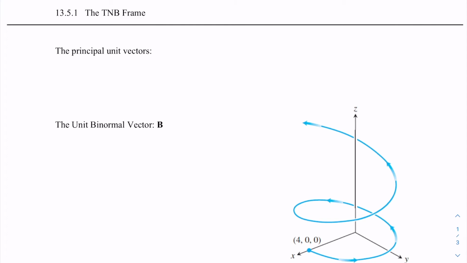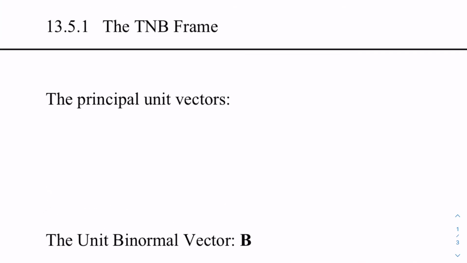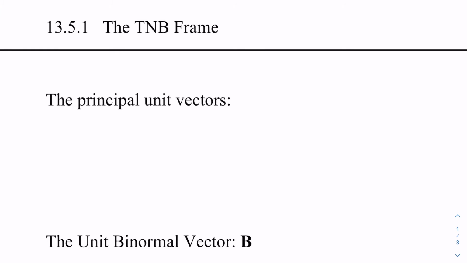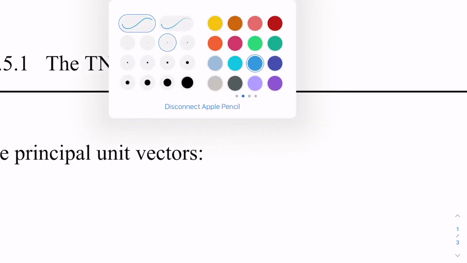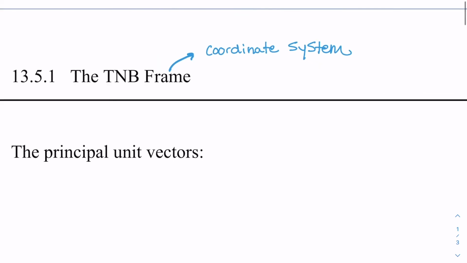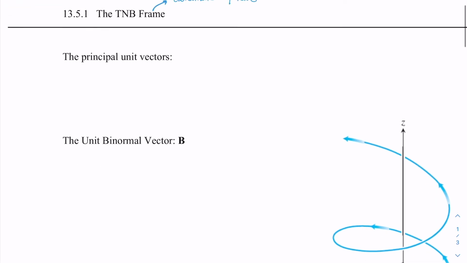So while this isn't a chapter in and of itself in the textbook, I think it's important enough to dedicate a separate video to this idea, and we're going to be talking about something called the TNB frame. And frame in this use is just another word for a coordinate system. Like the X, Y, and Z axes could be considered the X, Y, Z frame that we use to express functions in 3D.